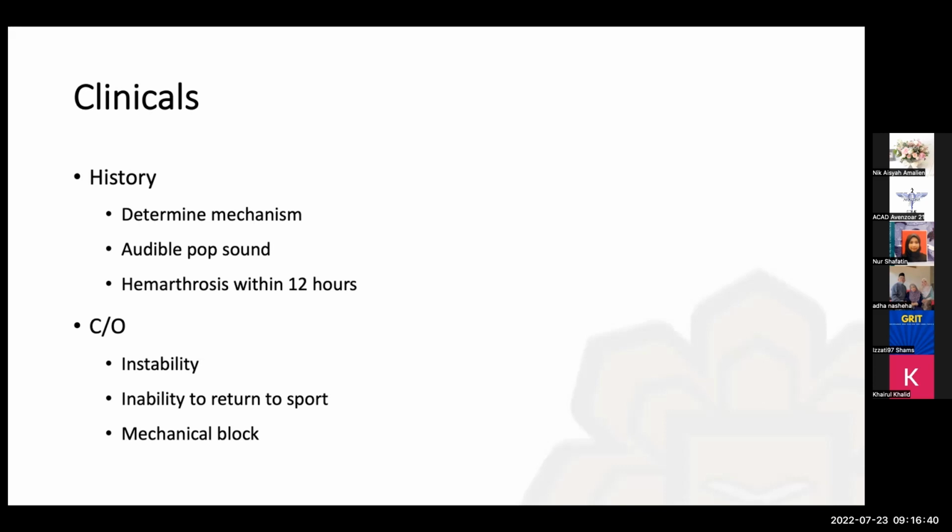Okay, then the next question is, you need to ask about sound, any audible sound. Usually a pop sound is very characteristic for ACL injury. And then after that, you need to ask whether the patient can actually continue with the activity. If he was playing football, after he got injured, could he keep playing?